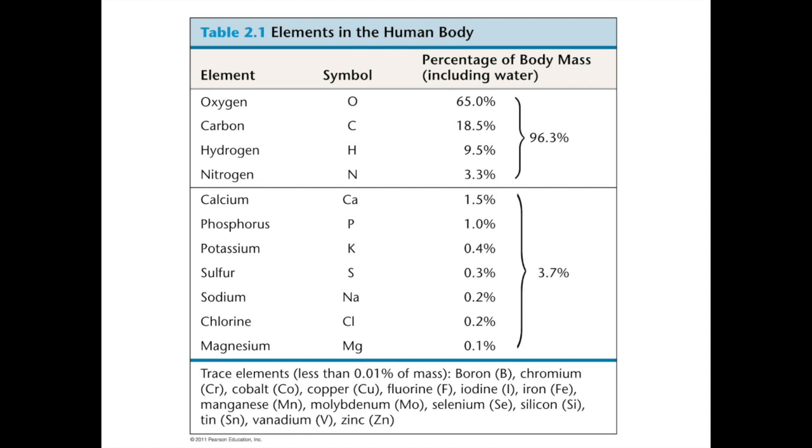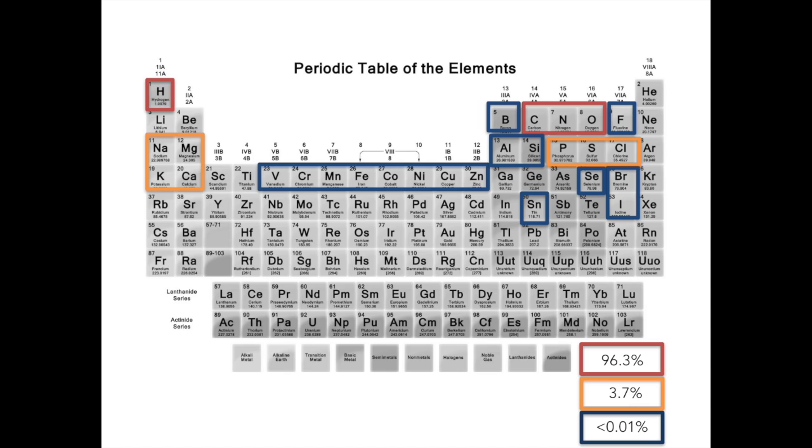So we look at this and we can kind of back map this onto the periodic table, and I made it black and white just to make these things stand out. So the most abundant elements are the ones that are shown in red. So carbon, hydrogen, nitrogen, and oxygen are the ones that make up the 96 odd percent. The 3.7% you can see with the orange outline, and then the trace elements you can see in blue.